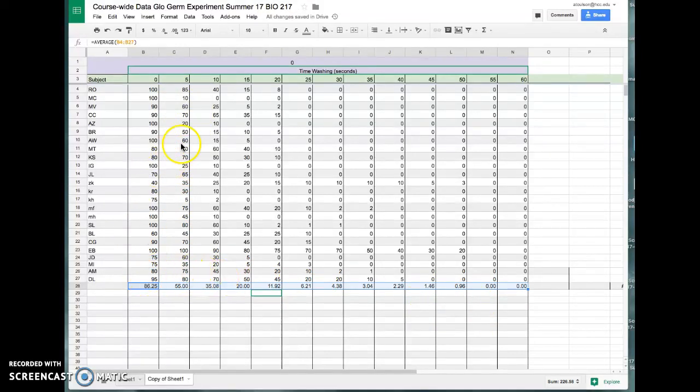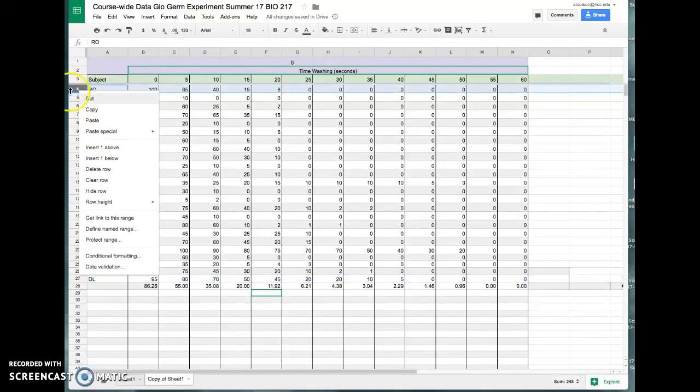Okay, and as we all know, we don't want to look at these individual data points. They don't tell the story. It's the averages that tell the story, right? So now that I have the averages, I don't need all these individual subjects. So what I'm going to do is highlight these rows.